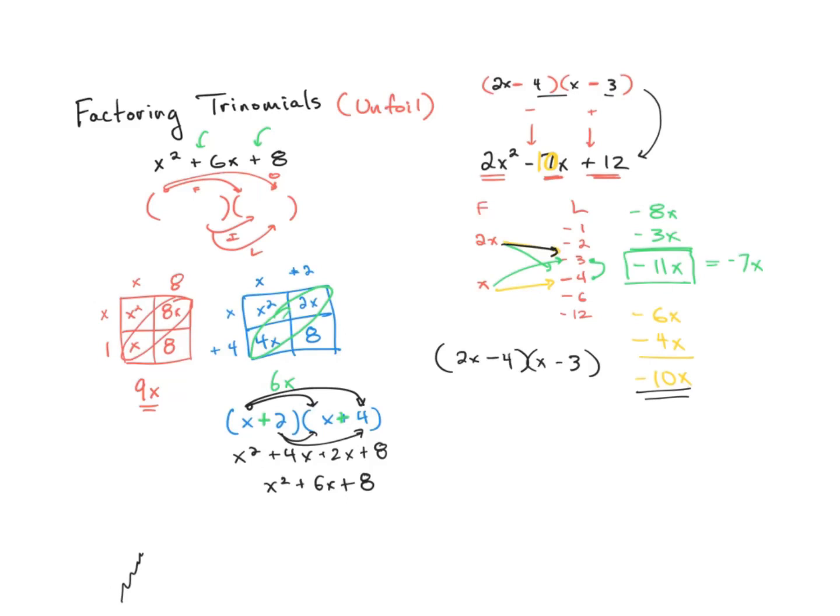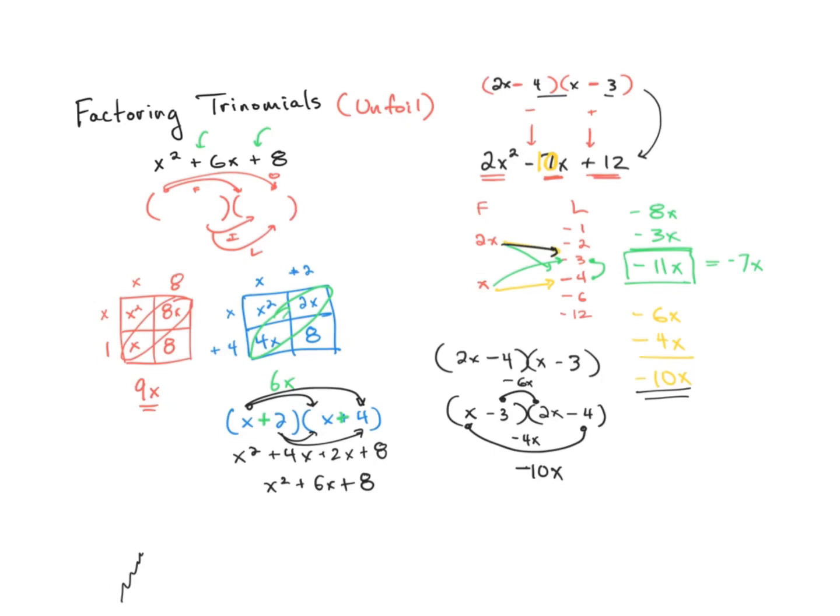You could also write it like, okay, I did x times a minus 4 and a 2x times a minus 3 and still get the same answer. Because remember, our outside and our inside, this negative 6x and this negative 4x, that's what's going to give us our middle of a negative 10x.